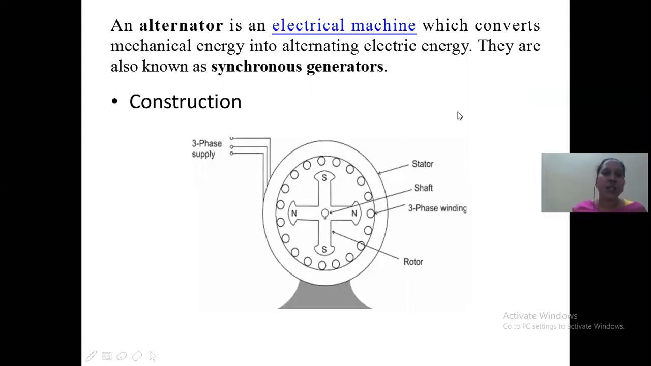Alternator is an electrical machine which converts the mechanical energy into the alternating electrical energy. These are also known as the synchronous generators. So coming to the constructional point of view, you can see here the cross section of the alternator. So remember, here we have a shaft inside first. On that we have our poles and the windings. Those windings are nothing but the field windings. Remember those.